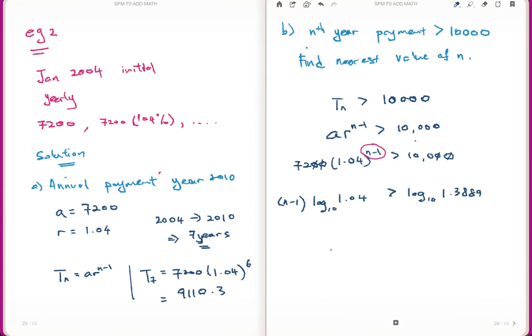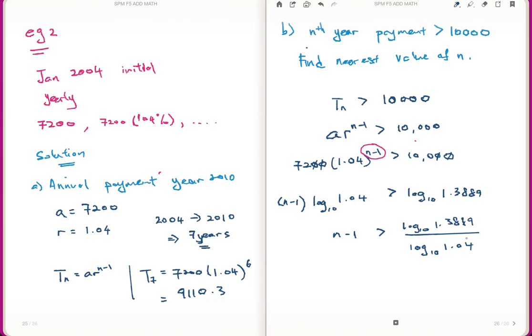Calculator, again, simplify them. For n minus 1, be aware that this is a log of a number greater than 1, which is a positive number, so bring it down. It doesn't need to change the sign. If this number is less than 1, when you bring it down, you need to change the sign. This is not the case. This is still a positive number, so it's log 1.3889 over log 1.04. It's not subtract, it's over them.